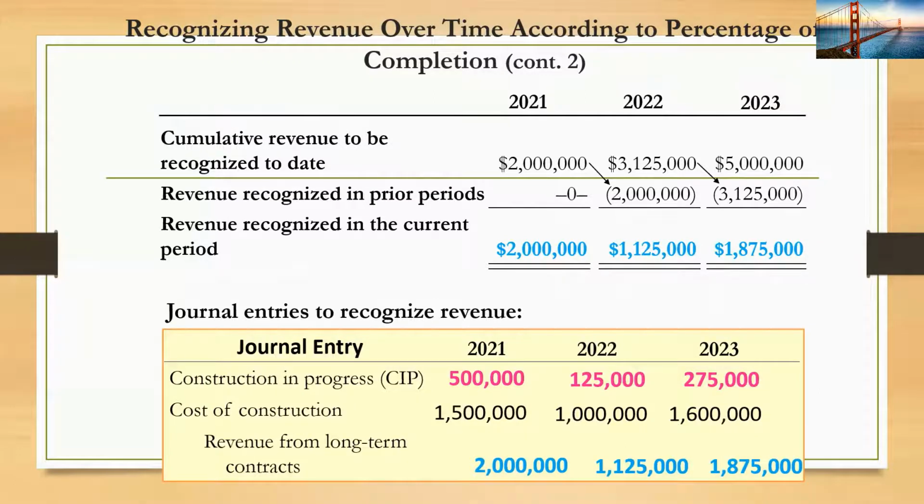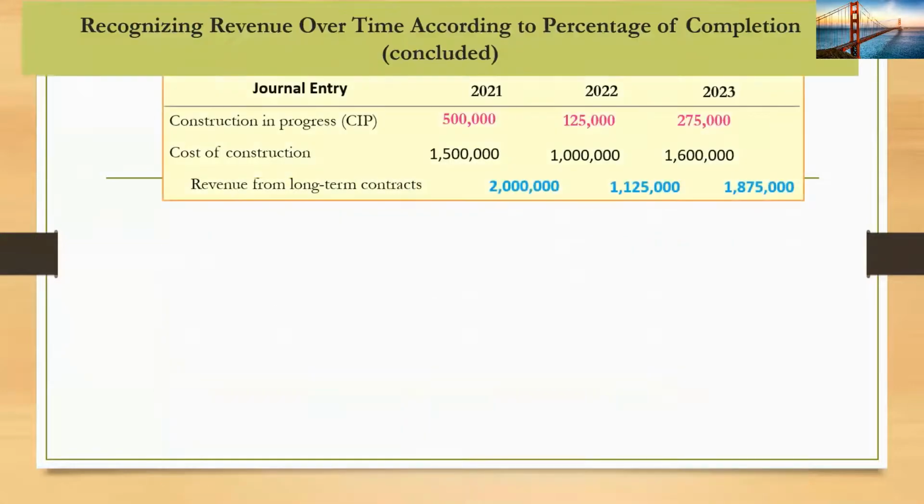Here in this illustration is the allocation of revenue to each period. First, the cumulative amount of revenue to be recognized to date is calculated, and then revenue recognized in prior periods is subtracted to determine revenue recognized in the current period. We can see that each year, the journal entry recognizing revenue over the contract period serves to update CIP to include that year's gross profit.